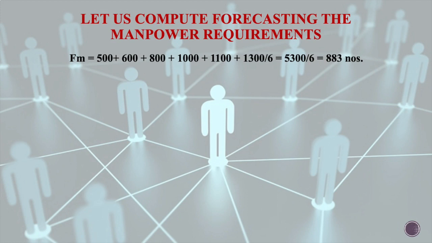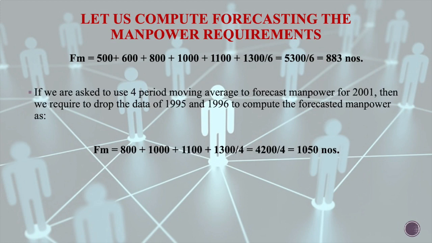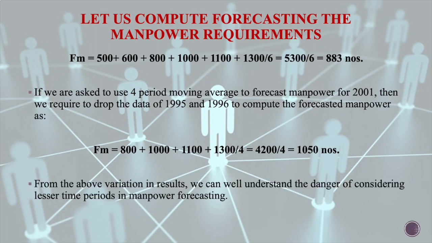If you are asked to use a 4-period moving average to forecast the manpower of 2001, then we require dropping the data of 1995 and 96 to compute the forecasted manpower requirement. So we are eliminating 2 data points, that is 500 and 600. Then if you add it up and divide by the number of years, we get a figure of 1050.